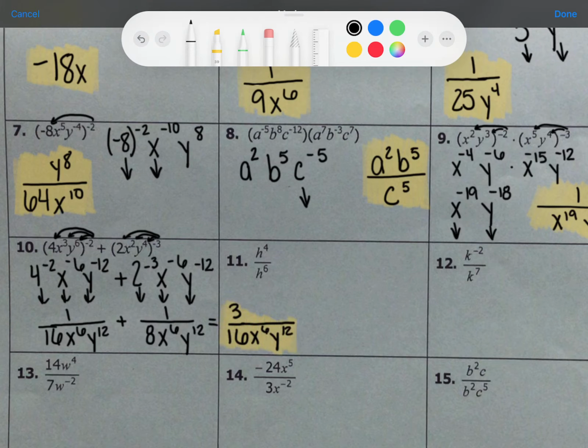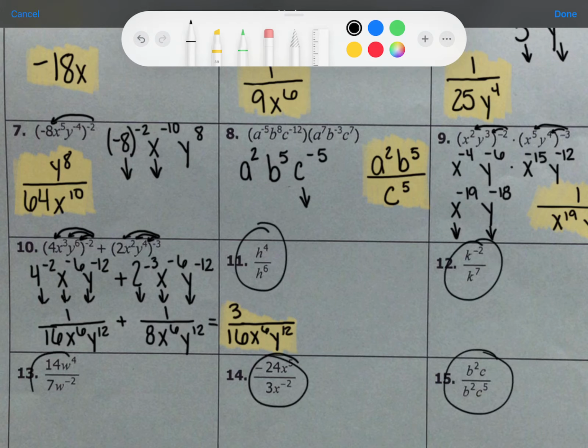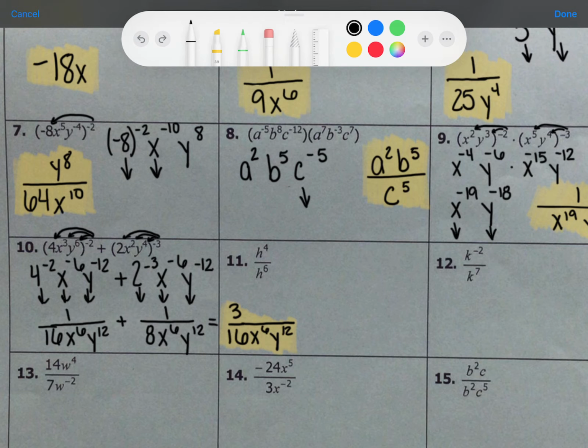Number 11, now we're getting into some subtraction problems. If you notice, all of these have fraction bars in them. That means division. Division rule from yesterday means to subtract your exponents. All right, so number 11, we're going to subtract. And do you remember if it's top minus bottom or bottom minus top, or does it even matter? It does matter, and it's always the top minus the bottom. So here I'm going to say 4 minus 6. What is 4 minus 6? Negative 2 is correct. So this is h to the negative 2.